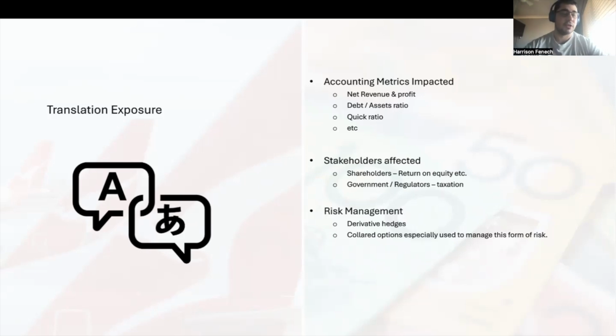Government regulators would require it for taxation-based purposes, and it also serves a function in some form of liquidity requirements. The way Qantas manages this is via derivative hedges. Specifically, they mention collared options being a key part of their strategy.